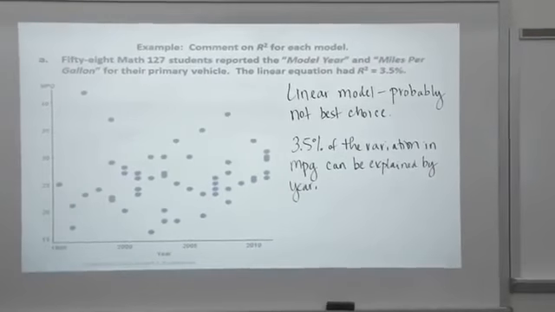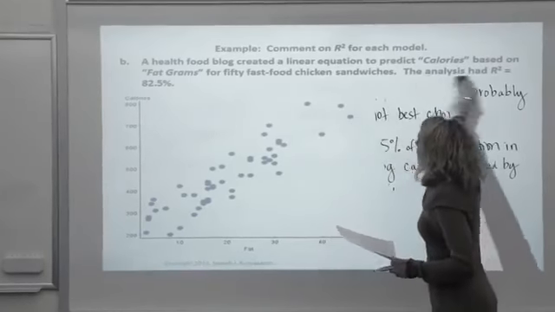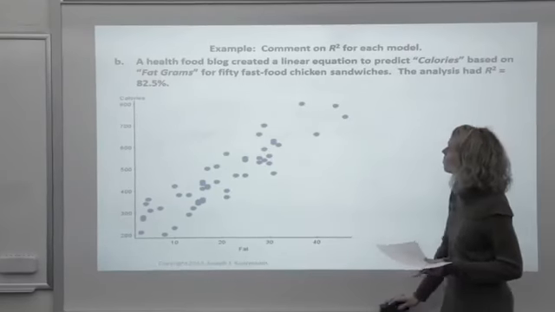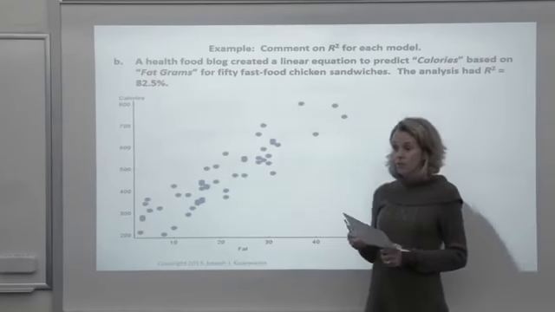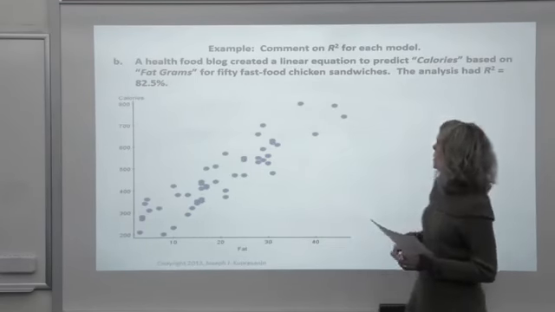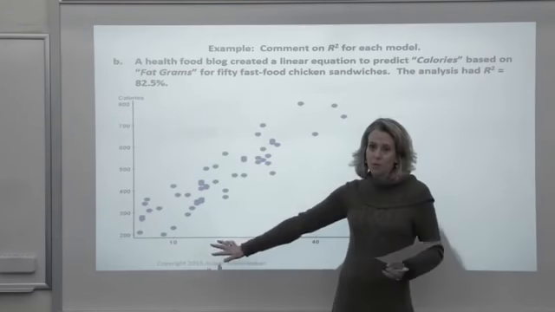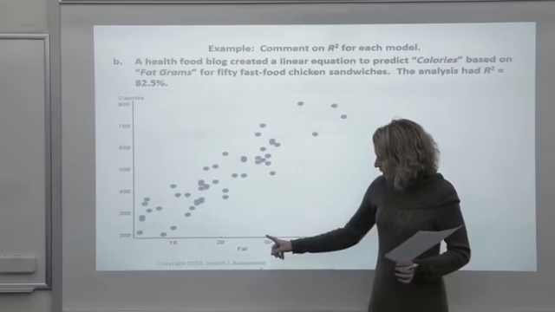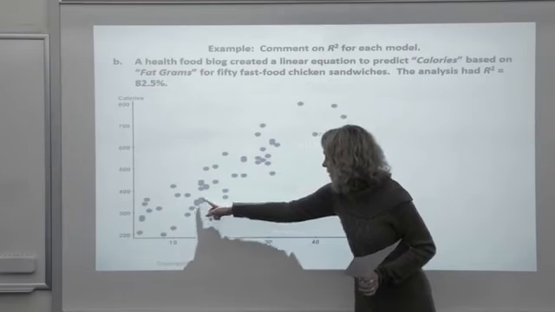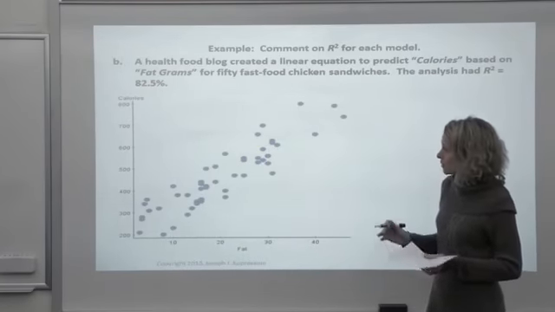All right, let's look at another one. B. A health food blog created a linear equation to predict calories based on fat grams. We looked at 50 fast food chicken sandwiches, and the analysis had an R squared value of 82.5%. Okay, this scatter plot looks much better than the previous one. If we use fat as our explanatory variable to predict calories, we see a nice, fairly strong positive linear relationship between those two variables.